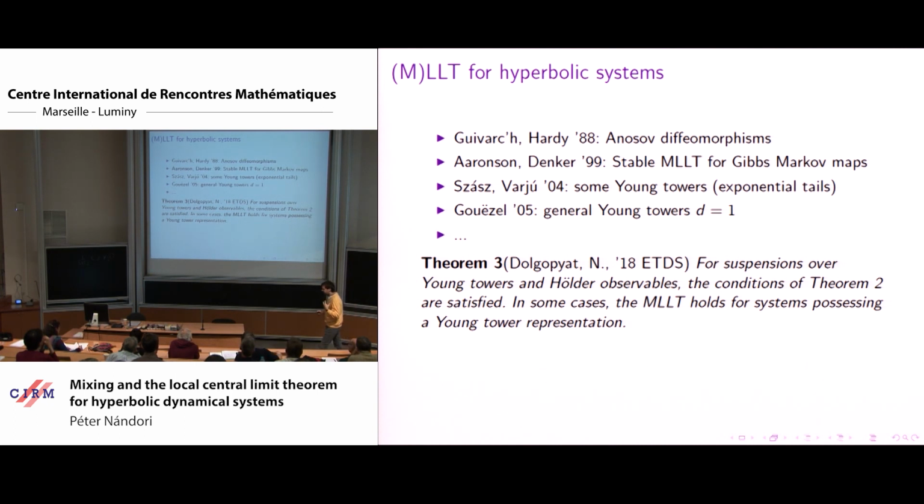Well, there are 2 things to it. So one thing is that when we consider a suspension over a Young tower, we don't really use results for Young towers. What we do instead is more like using Aaronson and Denker. Because if you have a suspension over a Young tower, well, actually the Young tower is already a suspension. It's a discrete suspension, right? So what we do is that we consider the first return to the base of the Young tower, that's a Gibbs-Markov map, and we look at it as a suspension over a Gibbs-Markov map.